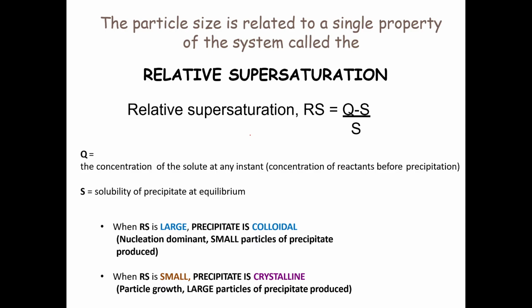So what happens if the precipitate is colloidal? If the precipitate is colloid, we can assume nucleation is dominant and small particles of precipitate are produced. If the RS value is small and we assume the precipitate is crystalline, then in the process of producing the crystalline precipitate, particle growth happens and large particles of precipitate are produced.